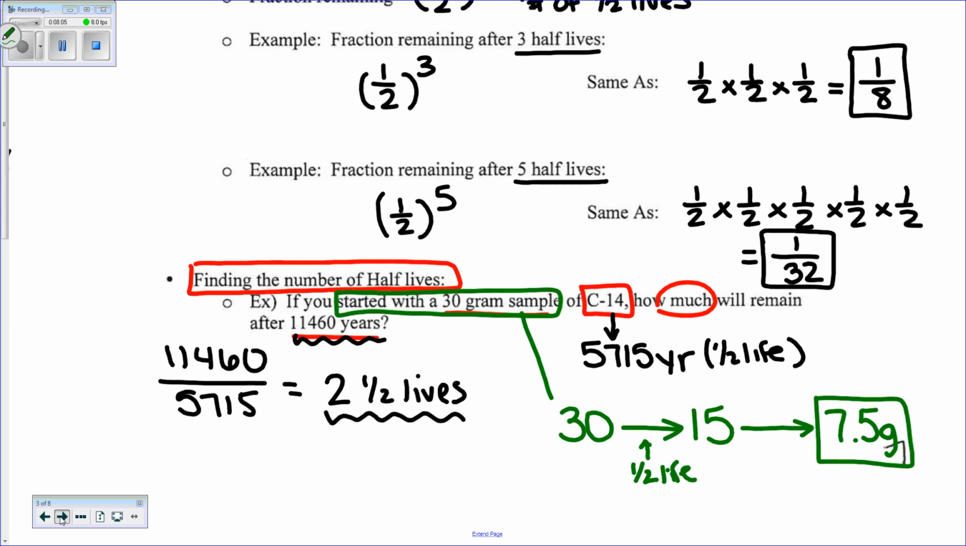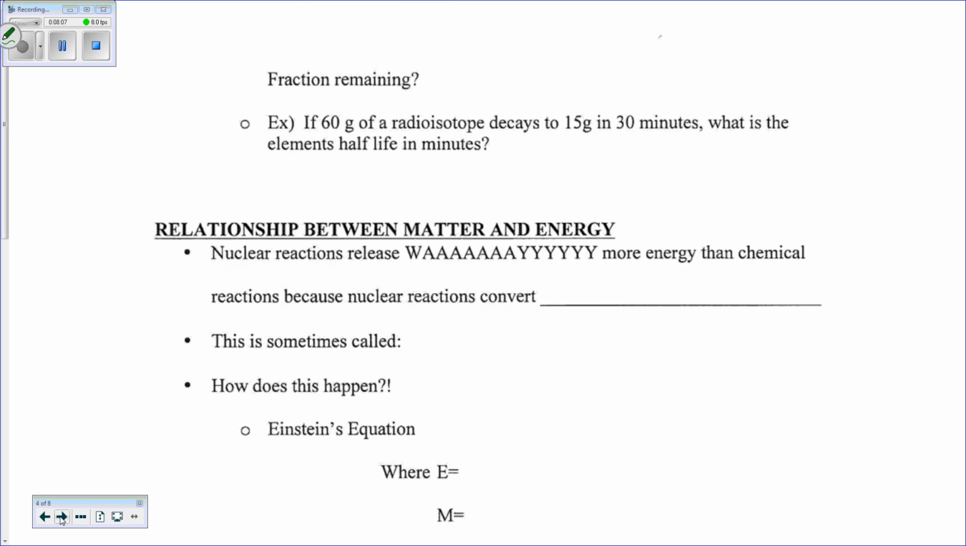Let's flip over to the very next page. So we're going to continue this. This is actually a continuation of the very last problem. This is on page 8. And so it says, well, now what's my fraction remaining? Well, I went through 2 half-lives. So it's 1/2 raised to the 2, which is the same as 1/2 times 1/2. So if I have 7.5 grams left, I actually have 1/4 of my sample that is remaining.